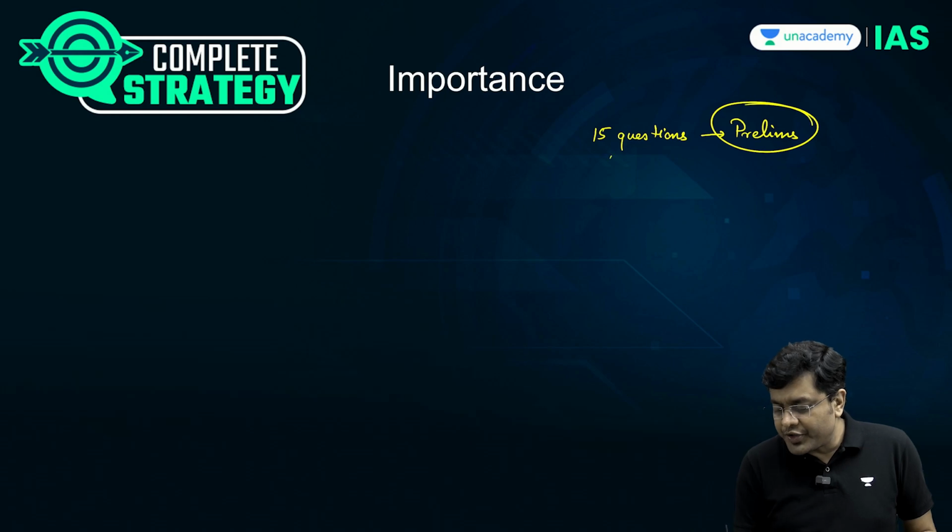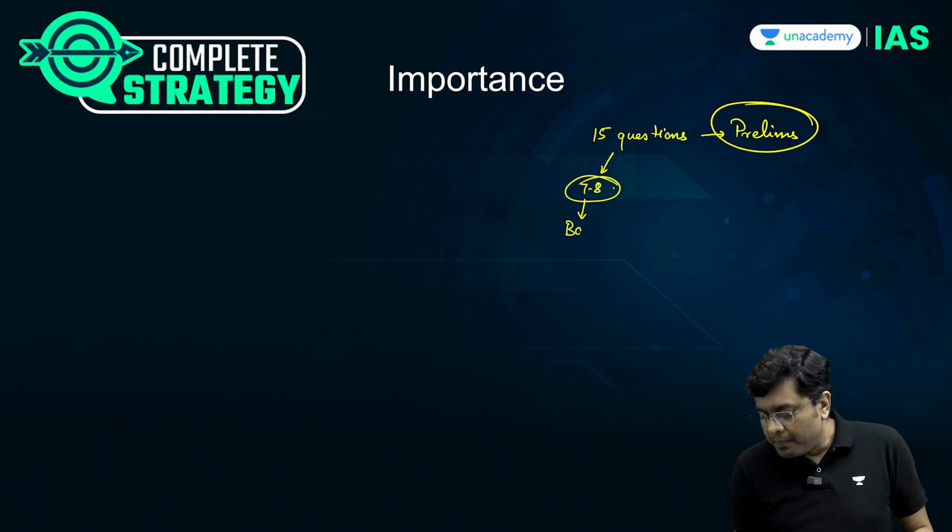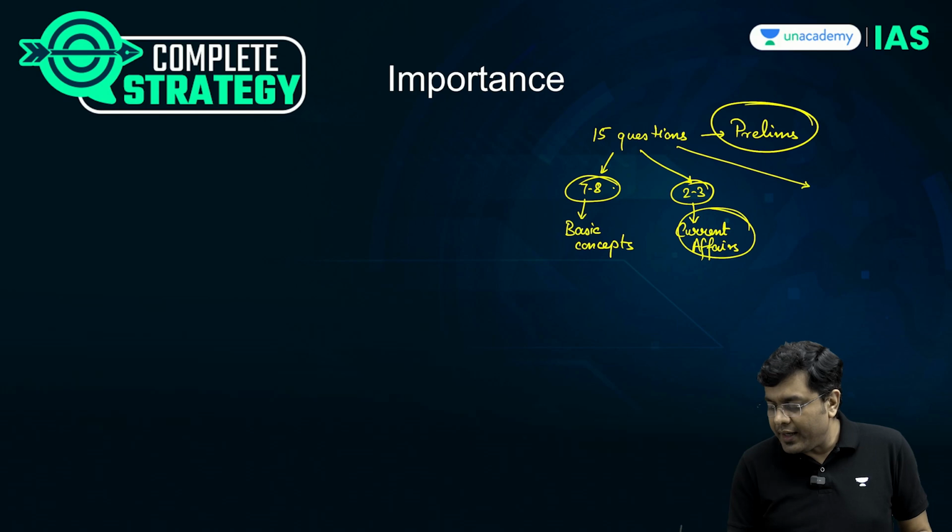Out of these 15 questions, around 7 to 8 are from basic concepts. Around 3 to 4, or 2 to 3, are from the portion of current affairs. And then the remaining 4 to 5 are factual in nature.